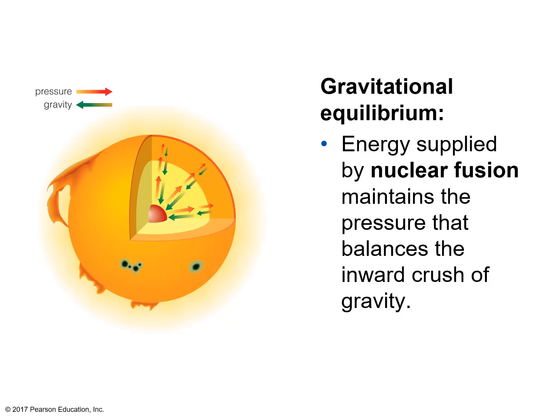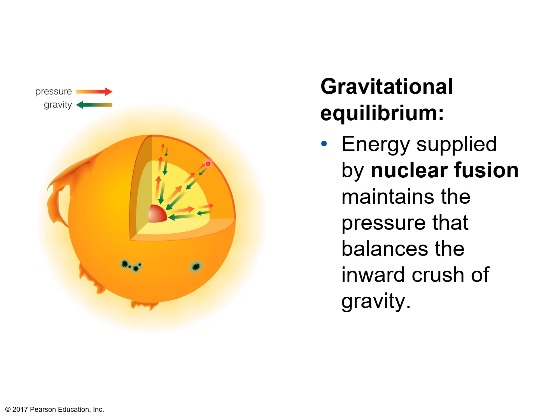With the sun and with all stars, there is a contrast of forces. There is pressure from radiation that is pushing outward, and there's gravity pushing inward. And so the sun has what's called gravitational equilibrium. The energy supplied by nuclear fusion maintains the pressure that balances the inward crush of gravity. Now, if you look over at the picture, the green arrows show gravity crushing in, the red arrows show the pressure from nuclear fusion in the core pushing out.